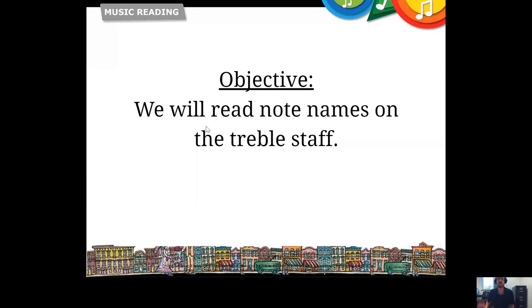Our objective is that we will read note names on the treble staff. So let's point to our objective and let's read it together. Ready, go. We will read note names on the treble staff.